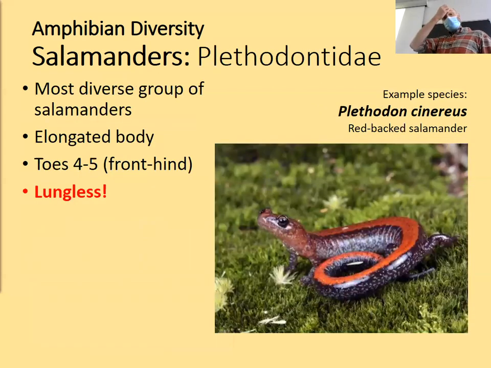I keep saying that. No, two more families. Plethodontidae is the other one. These guys are super cool. They are the most diverse group of salamanders, and in fact the majority of salamander species fall into this one family.